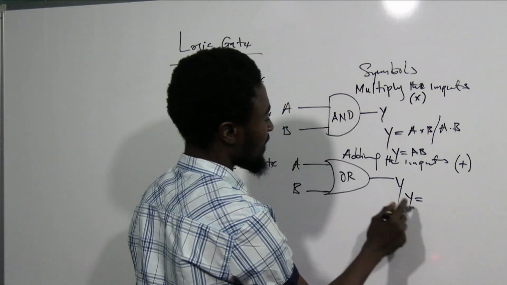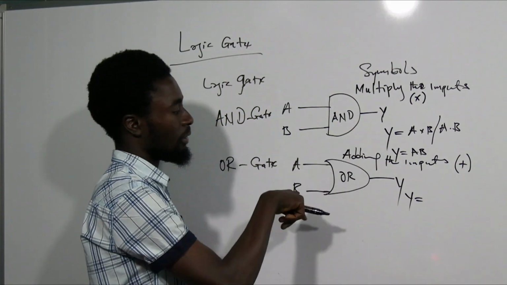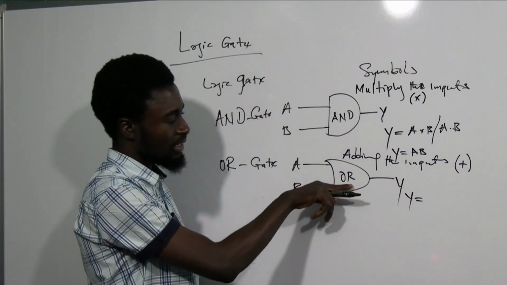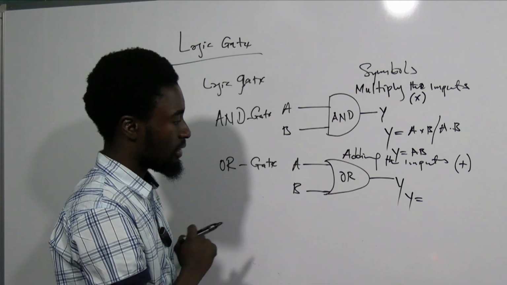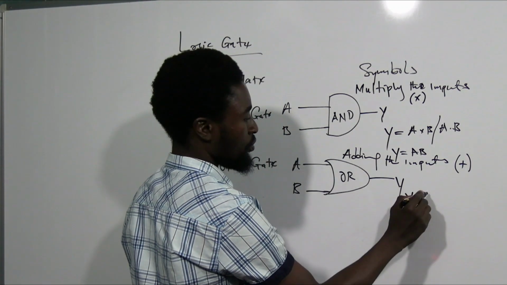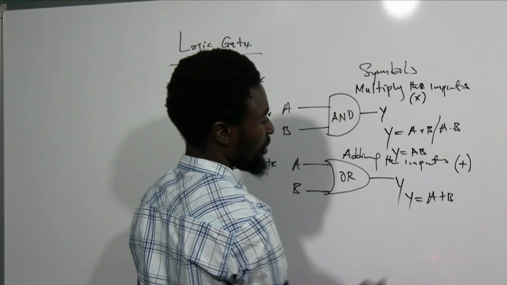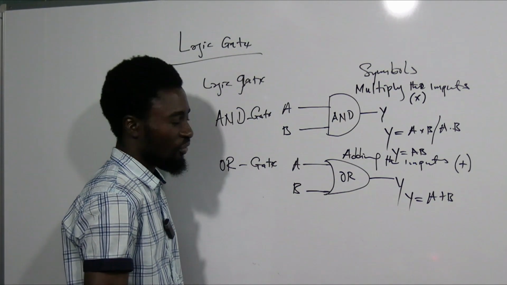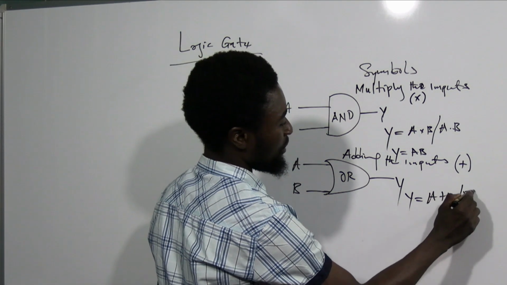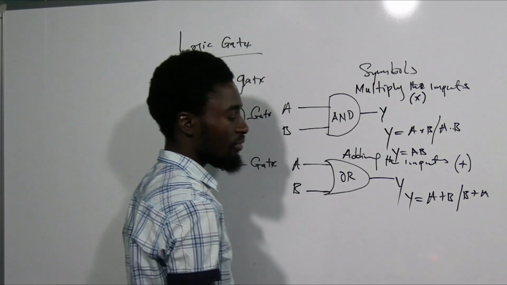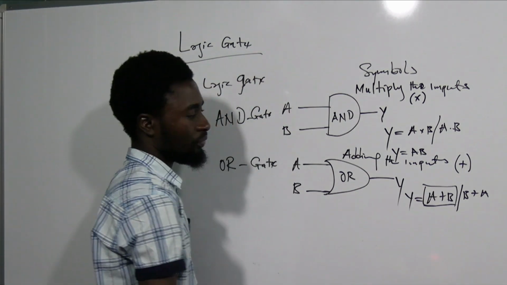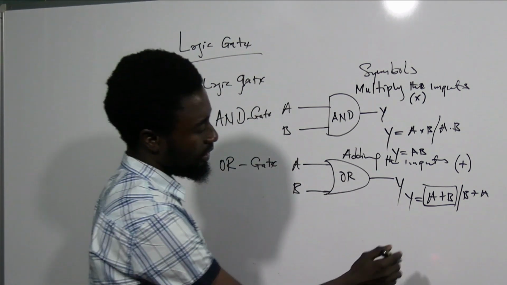Since the operation that is being performed when two inputs pass through the OR gate is addition, we have to add these two, that is A plus B. Of course, A plus B may also be written as B plus A, but by convention it is important to maintain this order. So instead of saying B plus A, it is important to write it this way.